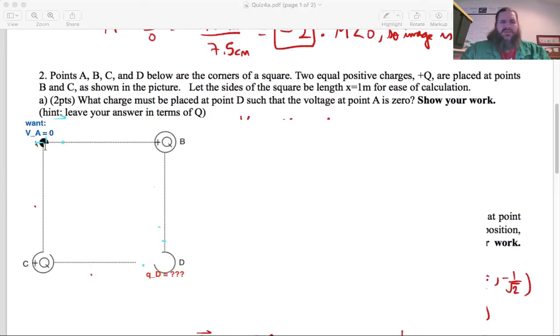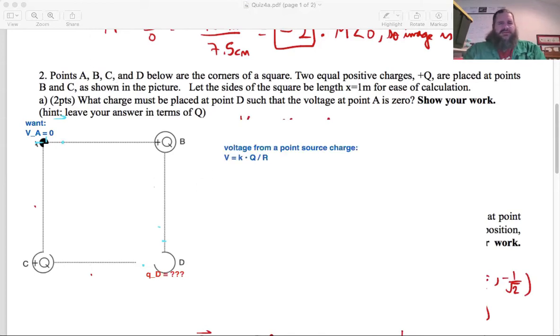So we want the voltage at location A to be zero. Since all the charges we care about are single points, what formula could we use for voltage here? Is it the V equals QK over R? Yeah, that should work. The universal constant K times the charge divided by the distance R. So for instance, we could figure out the voltage caused by charge B at location A, the voltage caused by charge C at location A, and also using QD as an unknown, the voltage caused by charge D at location A.